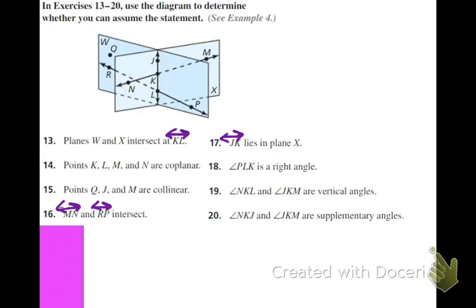And then the next one is PLK is a right angle. Do you see a right angle in this picture? No. So that one's a no. Then it says NKL and JKM are vertical angles. Vertical angles are formed by two straight lines that cross. The angles would be across from each other. So are they vertical? Yes. And then the last one is NKJ and JKM are supplementary angles. Are they supplementary? Yes. They form a straight angle.